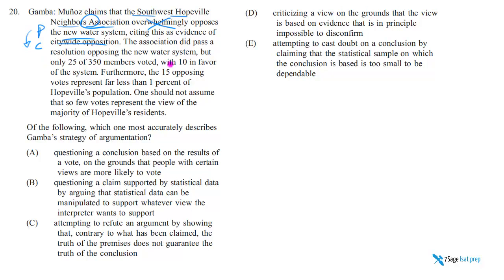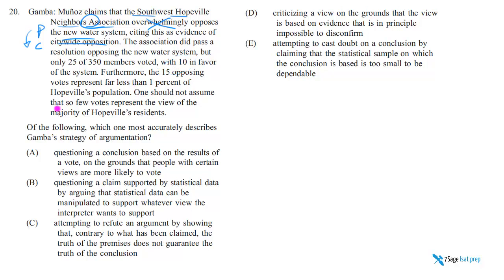This almost never happens, by the way. On the LSAT, if you encounter an argument, you're being asked to weaken the argument. Attacking the premise is something that the LSAT never asks you to do, but you have to recognize it when the LSAT is doing it. Right? So Gamba is attacking M's argument precisely, saying, oh, your premise, really? This association overwhelmingly opposes the new system? I don't think so. How can you call this an overwhelming opposition?